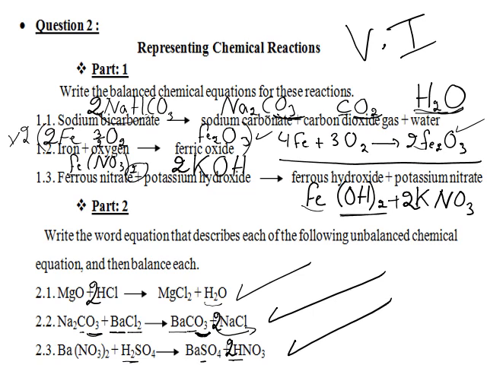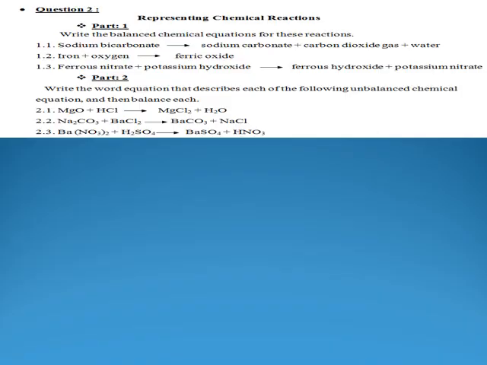Let's move back to BaNO3 for the word equation. BaNO3, barium nitrate, plus sulfuric acid gives barium sulfate plus nitric acid. So let's move here to how did we get the formulas.